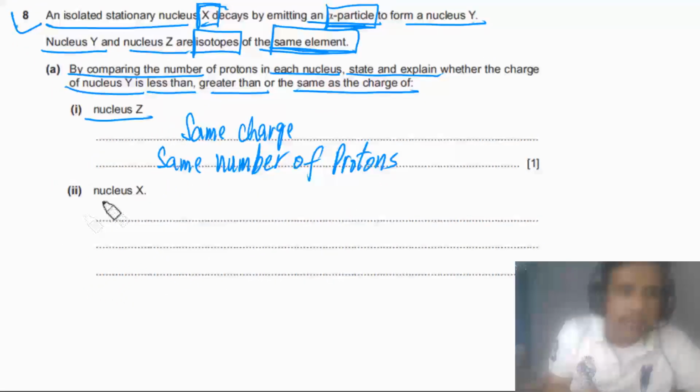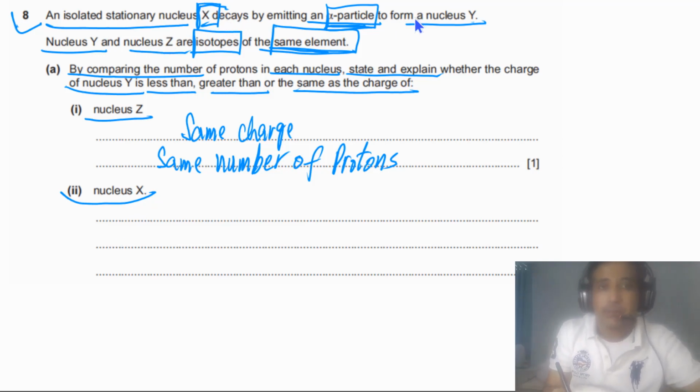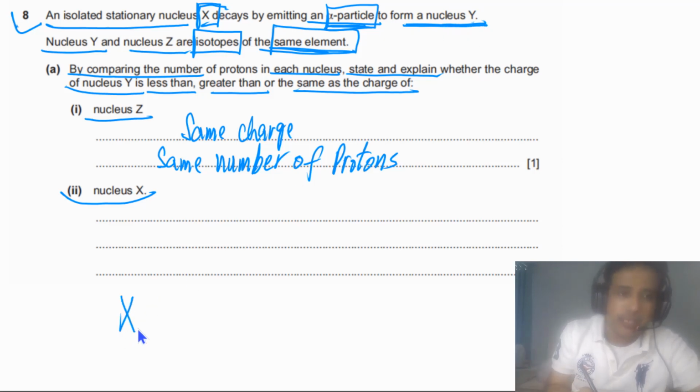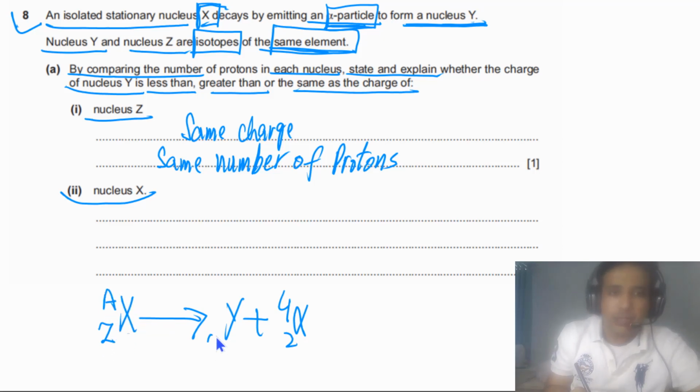For the second part, we need to compare nucleus Y with nucleus X. It is given to us that nucleus X decays by emitting an alpha particle to form nucleus Y. It simply means that nucleus X forms nucleus Y by emitting an alpha particle. We can assume the atomic number of X is Z and its mass number is A. So the atomic number of Y has to be Z minus 2 and its mass number has to be A minus 4.